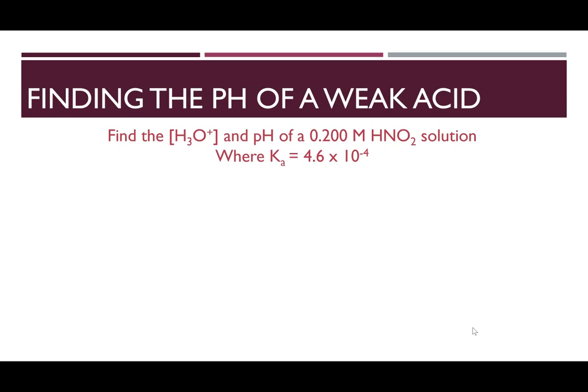So find the hydronium concentration and the pH of a 0.2 molar HNO2 solution. So this is nitrous acid solution where the Ka value is 4.6 times 10 to the negative fourth. So go ahead and pause the video, get as far into this as you can, hit play, and I will work it out with you.